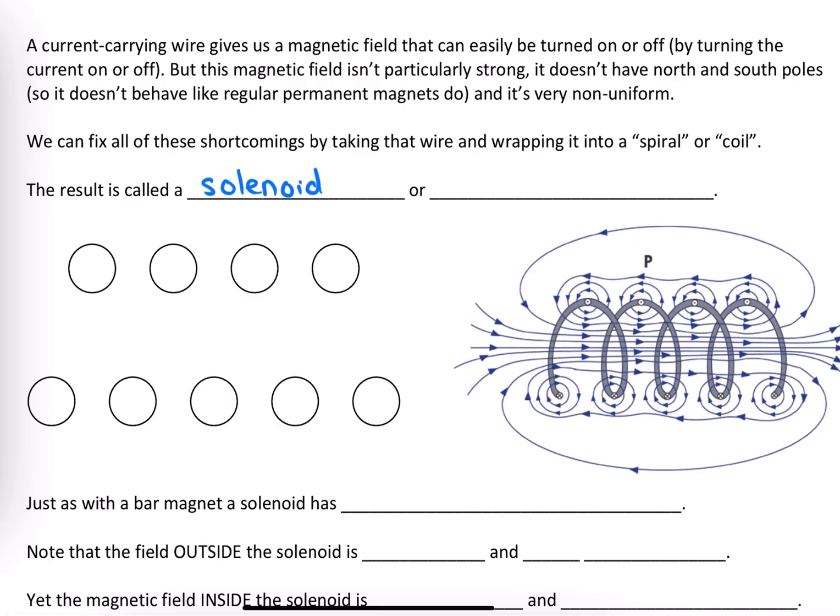or we can also call it an electromagnet. And we're going to look now at how that works.